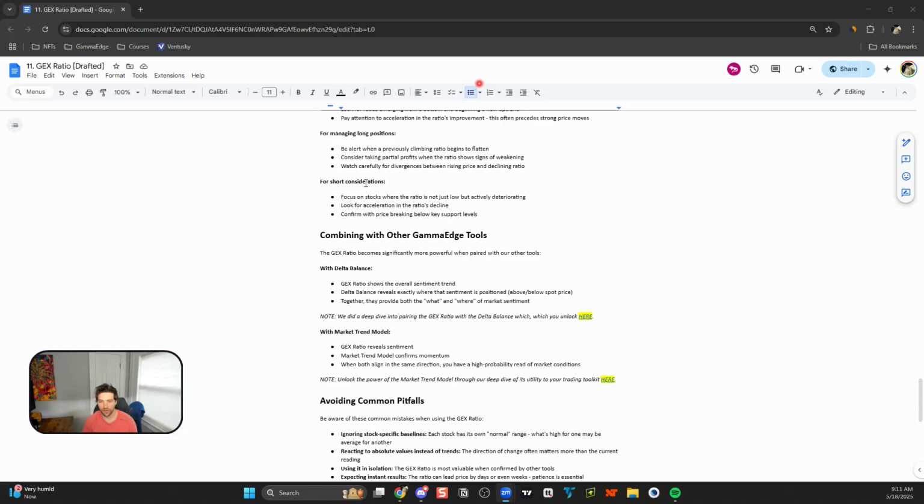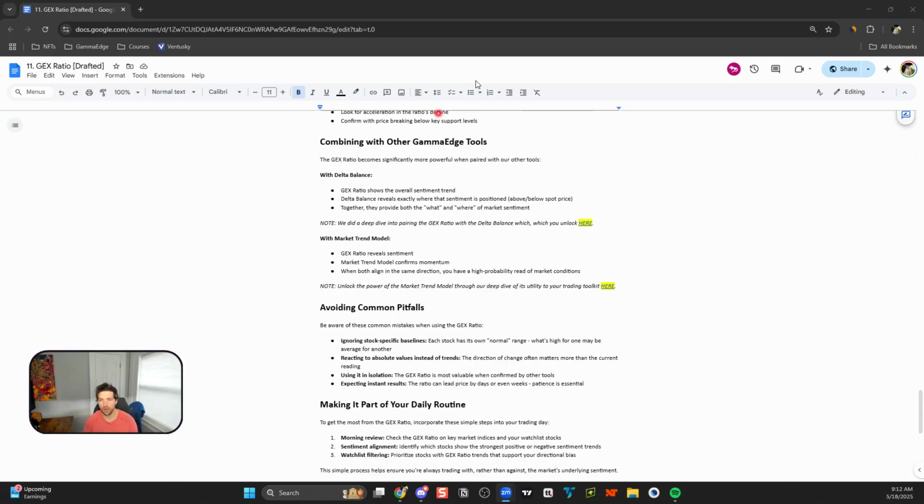Then for short considerations or for sitting in cash, look at stocks where the ratio is actively declining, seeing an acceleration lower in the ratio, and that would be confirmed with price breaking key levels to the downside.